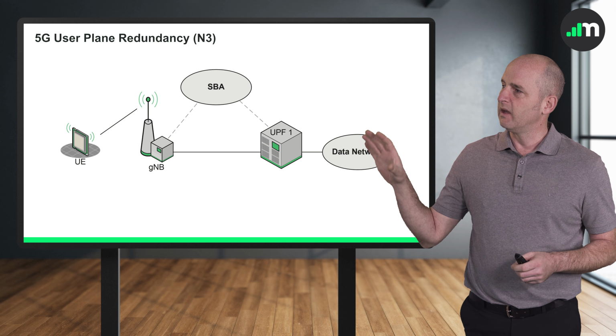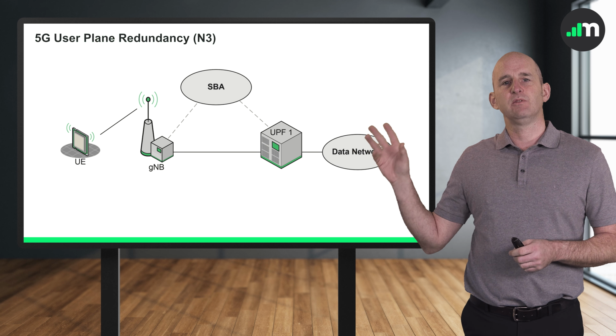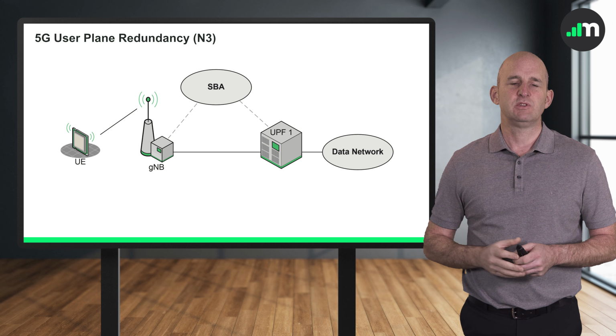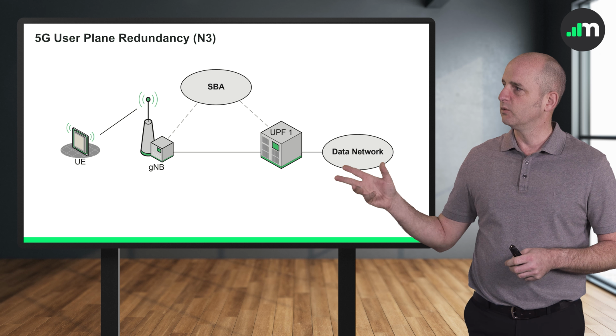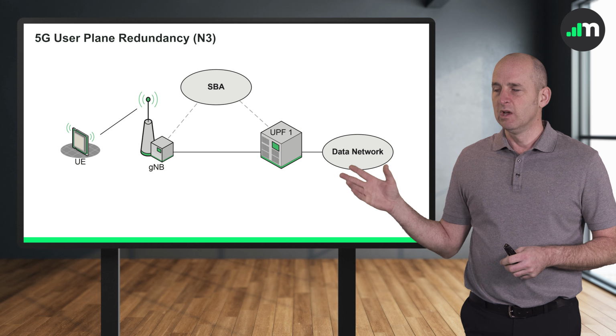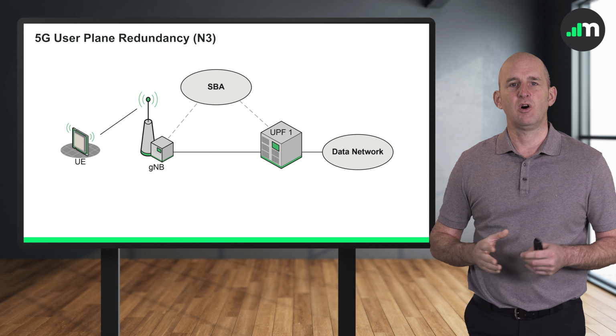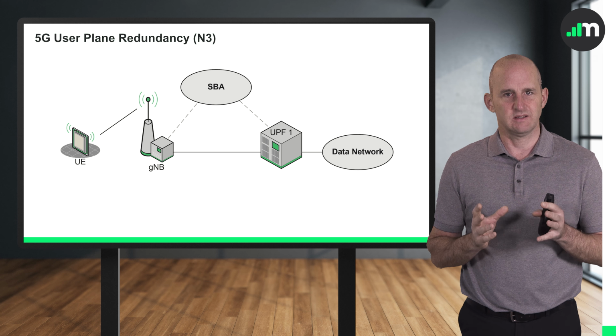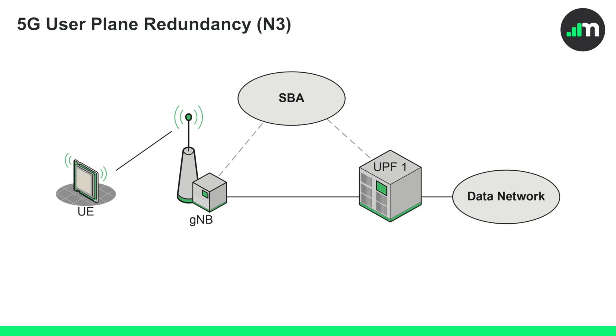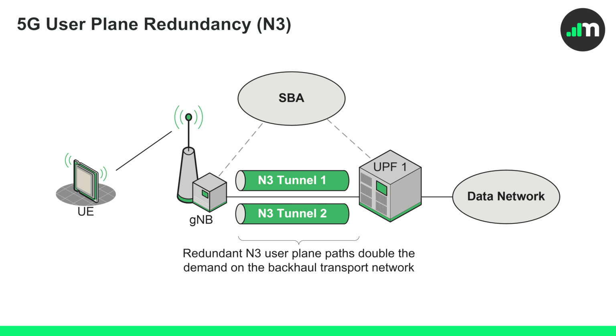This is where we might have concerns about just the backhaul between the base station, the gNodeB, and our UPF. If we've got concerns that the backhaul is the point of weakness related to dropping packets, we can add redundancy just on N3. And that looks like this.